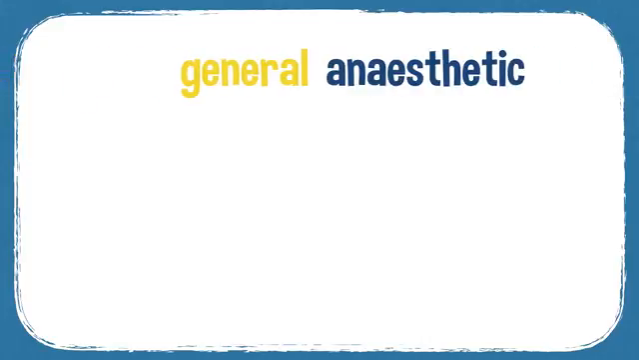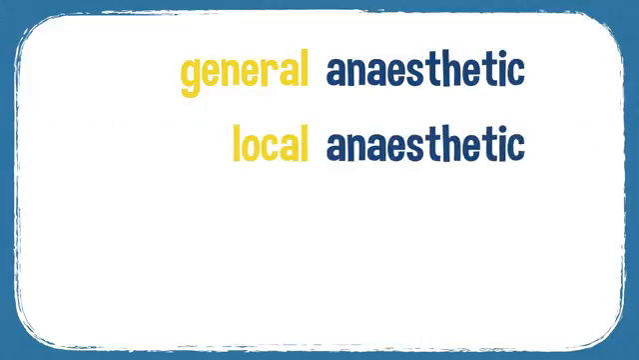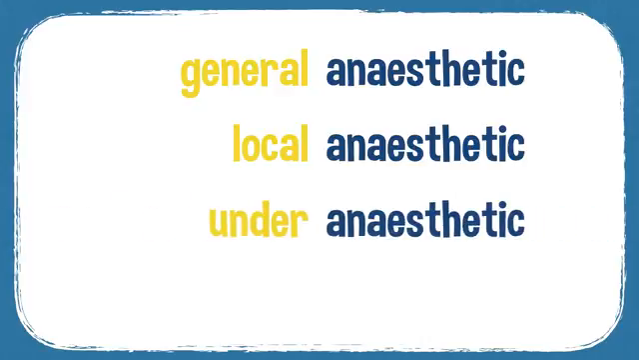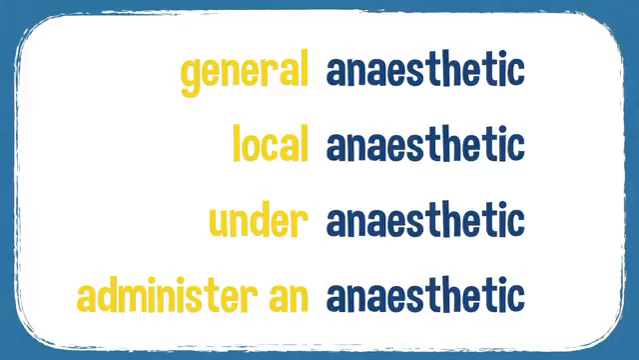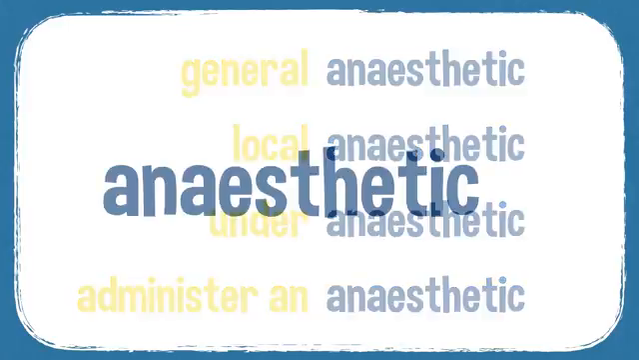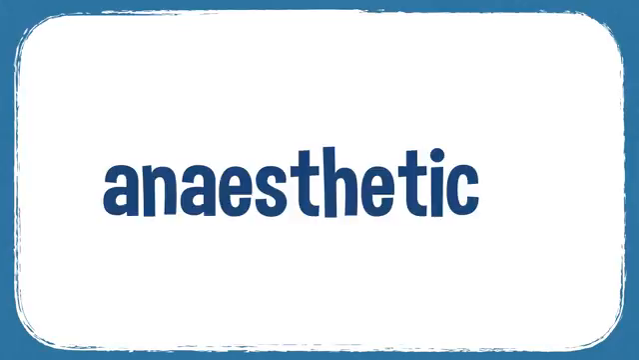So you can have a general anaesthetic, which takes the pain away from your whole body, or a local anaesthetic, which takes the pain away from a particular part of your body, such as the mouth at the dentist. And you go under anaesthetic when the doctor gives you an anaesthetic. And the doctor administers an anaesthetic. So anaesthetic. There is a verb for anaesthetic. Anaesthetic is a noun, and the verb is anaesthetize. And the person who gives an anaesthetic is an anaesthetist.